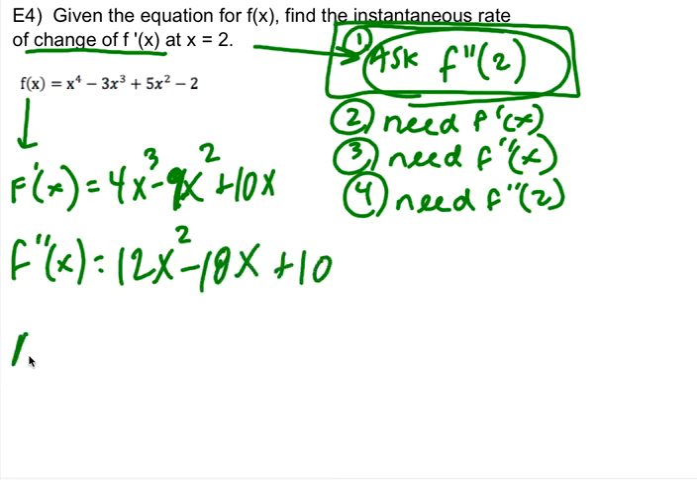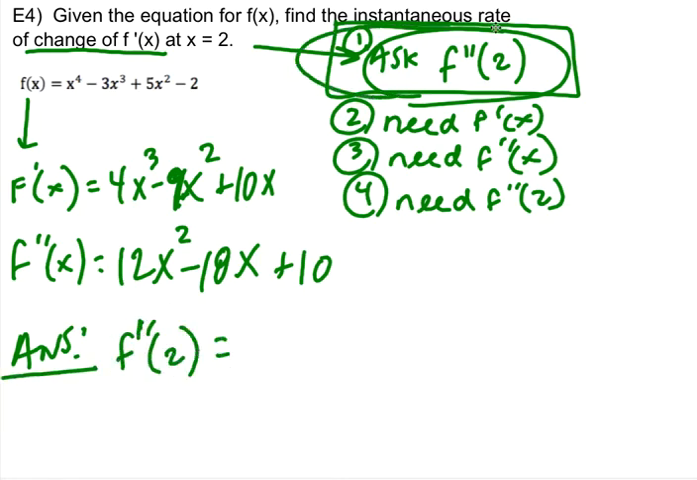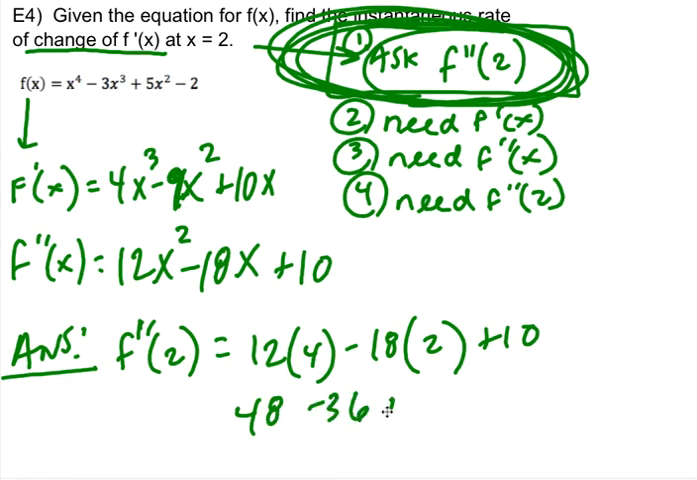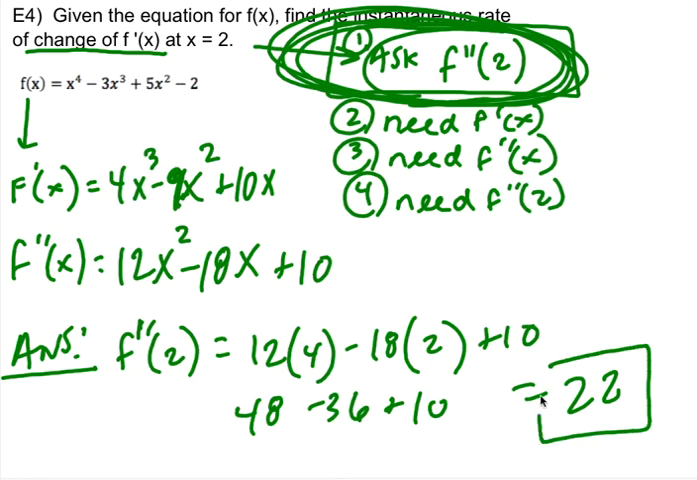And then my answer should be f double prime of 2, and I need to convey that this is what they're asking me for, and I know it. So I convey that I want f double prime of 2, which is going to be 12 times 4 minus 18 times 2 plus 10. So 48 minus 36 plus 10 should be 12 plus 10, which is 22.